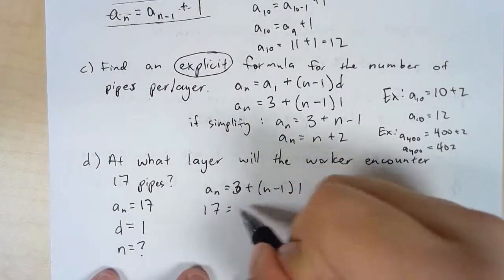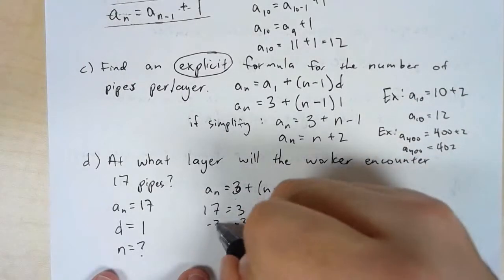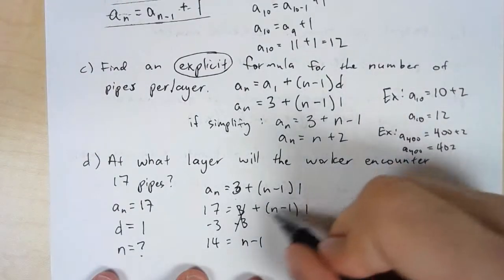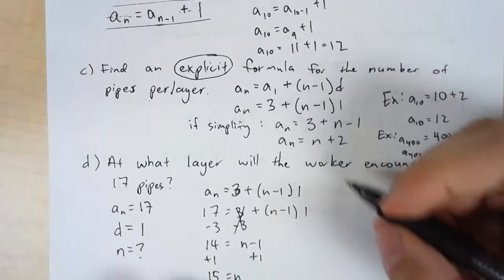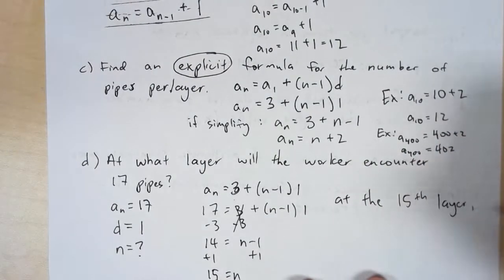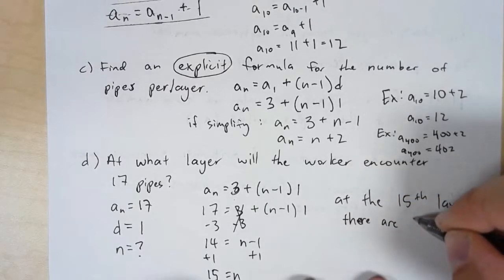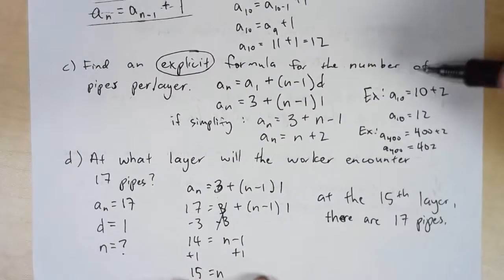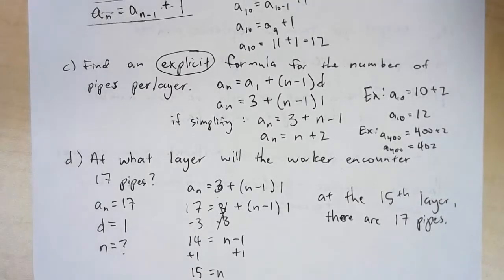So we know 17 equals 3 plus n minus 1 times 1. So we'll subtract 3 on both sides. We're going to get 14 equals n minus 1, because when we distribute we just get 1. So add 1 to both sides, so that says 15 equals n. So at the 15th layer there are 17 pipes. That makes sense, if you just add 2 to them, then subtract 2 to get your layer number. That works for this problem. It won't always work like that, but it'll always work for this problem.